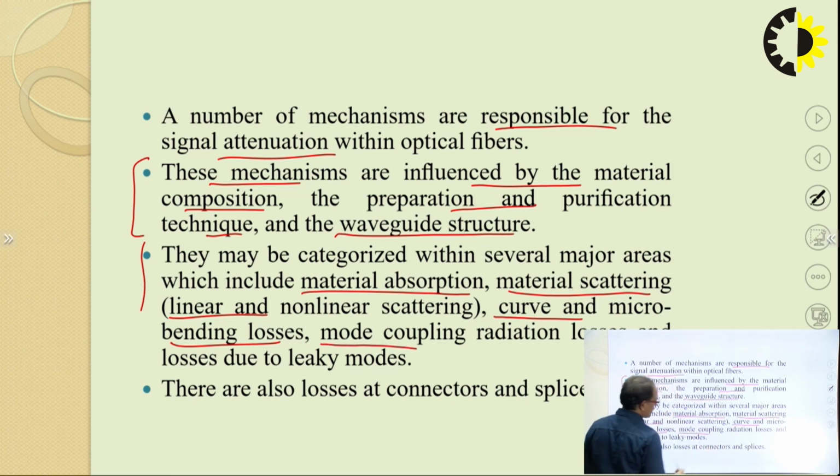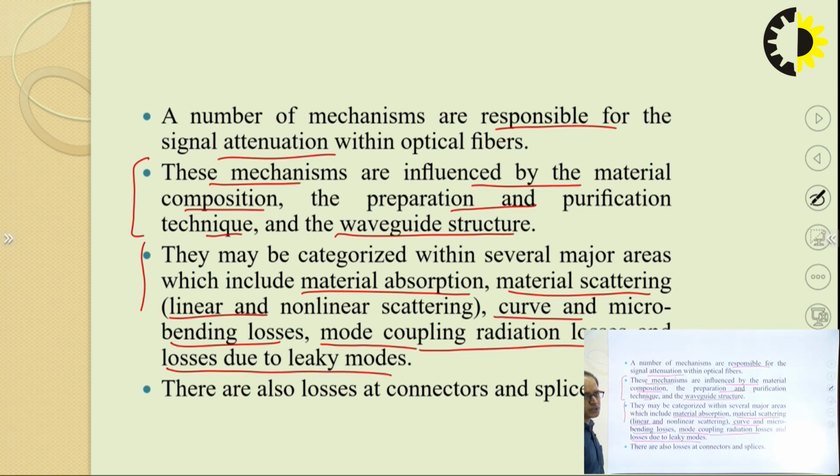The next factor is mode coupling radiation losses. Mode coupling means the interaction between two modes traveling in the optical fiber cable, and this interaction results in the loss of power from one mode. Due to leaky modes, some modes are non-propagating modes which decay while traveling inside the optical fiber, and these are also losses. The power of these modes decays to zero, and the power is absorbed in the cladding.